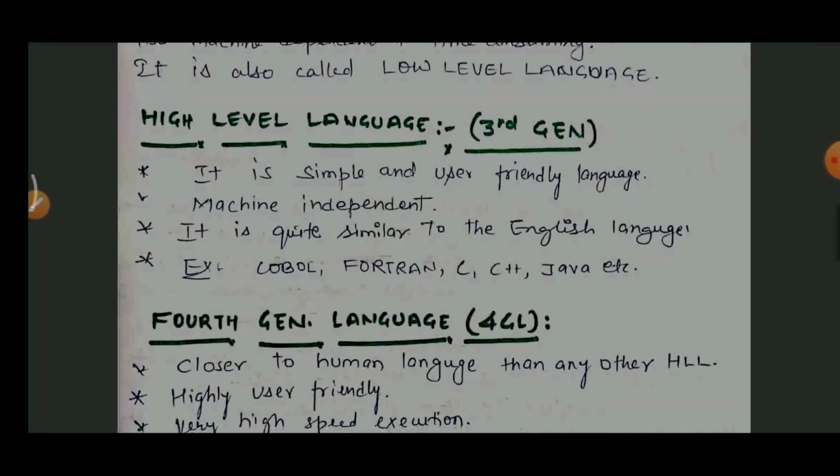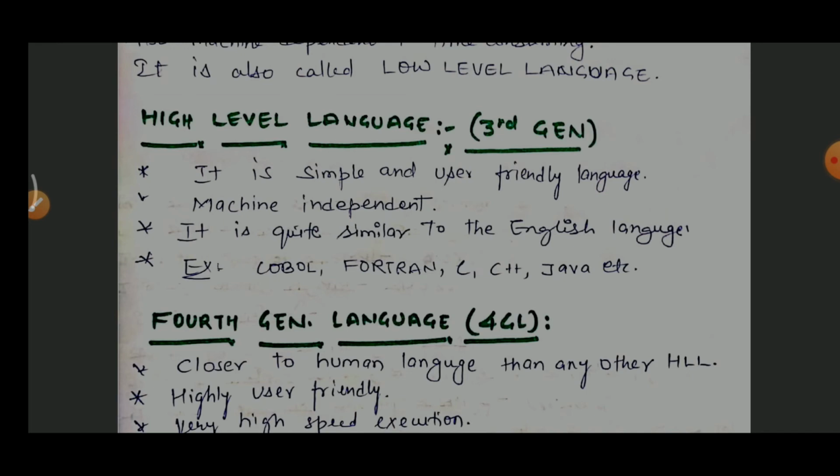The next category is high level language. High level language is the third generation of language, and it is a simple and user friendly language. Why is it called simple and user friendly? Because high level language is quite similar to the English language. Here we simply use English for writing the instructions. We are not using numeric codes or symbols, nor 0 and 1.